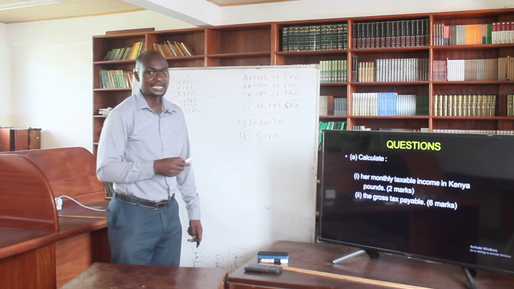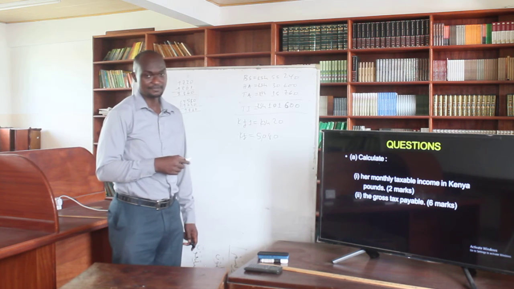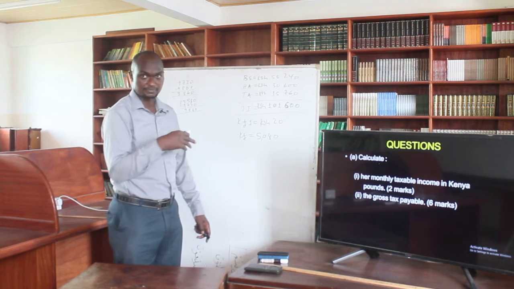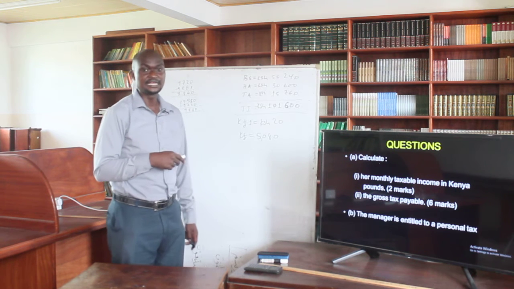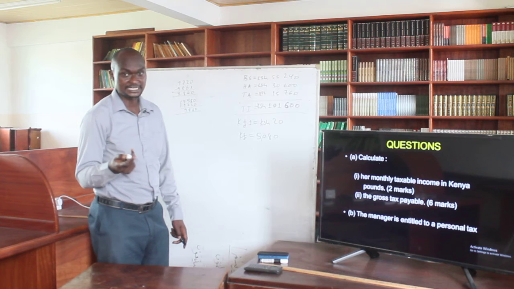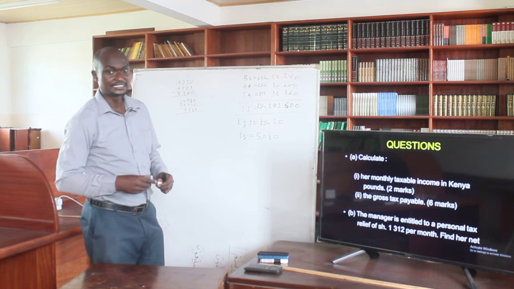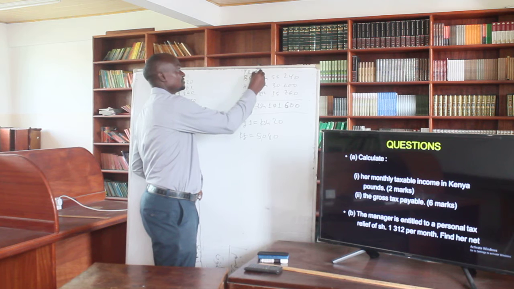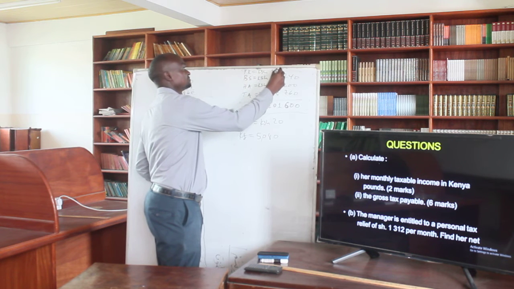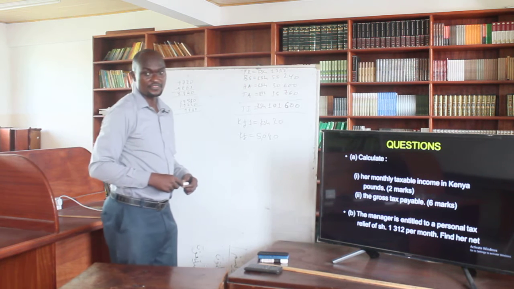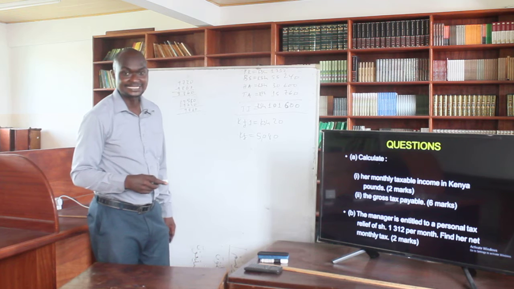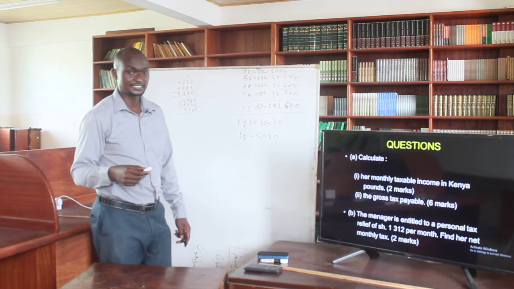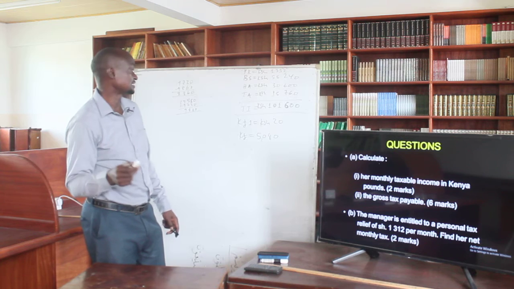There's a second question. Calculate the gross tax payable. This one we can answer using the tax bracket, which we're going to do soon. Then the manager is entitled to a personal tax relief of 1312 per month. Let me write that here. Personal relief, 1312 per month. So find her net monthly tax. So that's the second part.